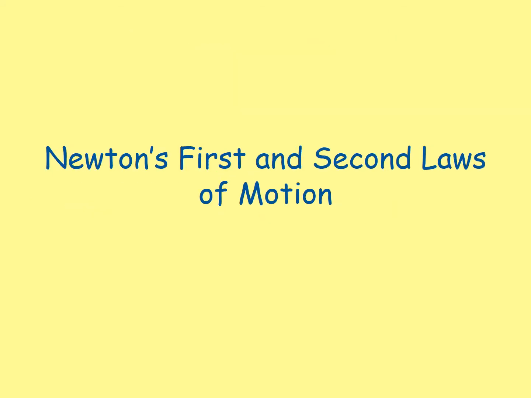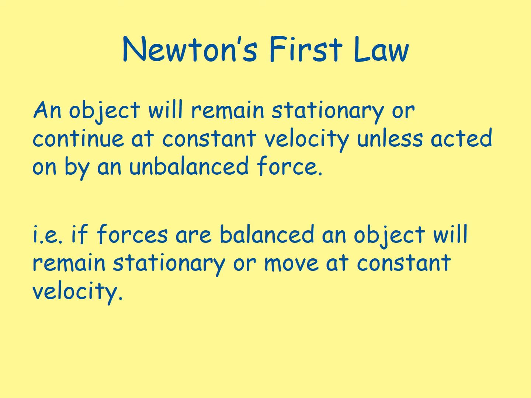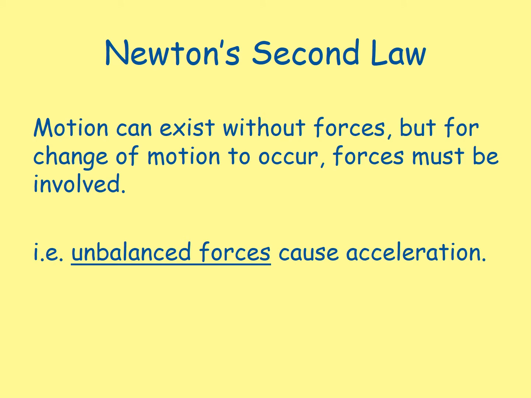Newton's first and second laws of motion. Newton's first law: an object will remain stationary or continue at a constant velocity unless acted on by an unbalanced force. That is, if forces are balanced, an object will remain stationary or move at a constant velocity. Newton's second law: motion can exist without forces, but for change in motion to occur, forces must be involved. So unbalanced forces cause acceleration.